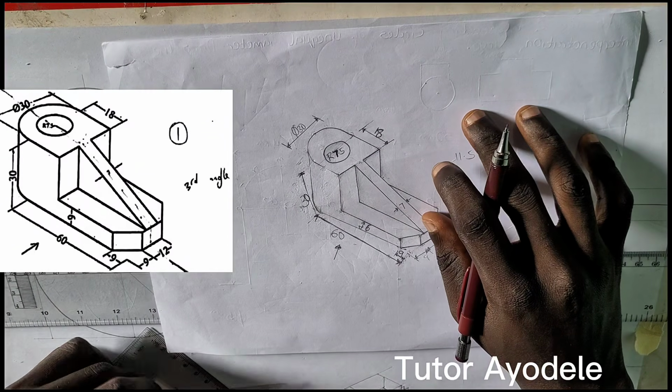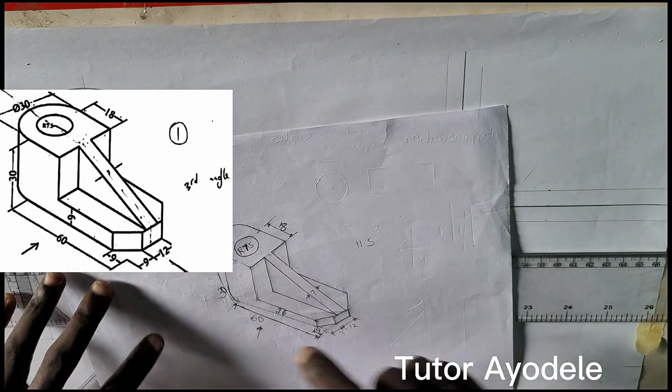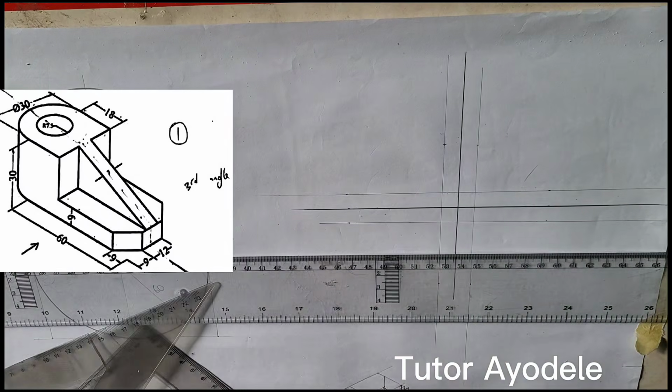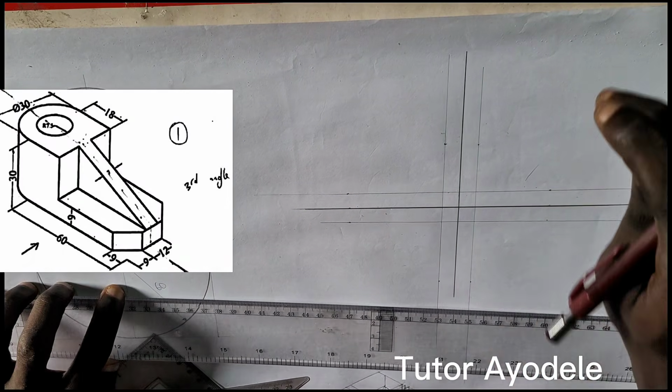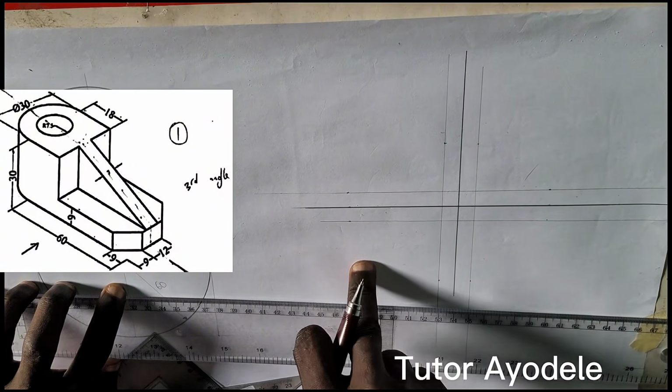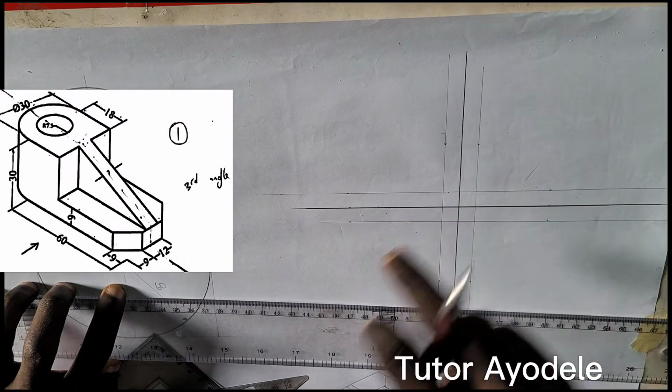Now I want to draw the third angle projection. Our front view will be here. Our top view will be here, while our side view will be here. Front view, top view, side view.